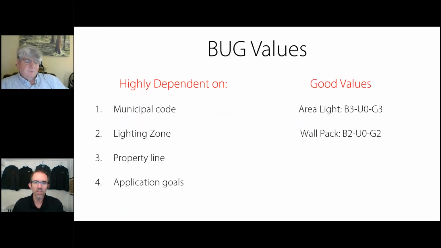Excellent. Okay, so these BUG values, it's really hard to come up with a panacea, something that works for everything, because the BUG values are highly dependent upon municipal codes, the lighting zone, where the property line is, and what your application zones are. We do have some values here that get you in the ballpark. For an area light, a B3, U0, and G3 gets you in the ballpark, but if one of these items on the left, municipal code, zone, property line, or application goals, changes, it can easily change the good values you see on the right.